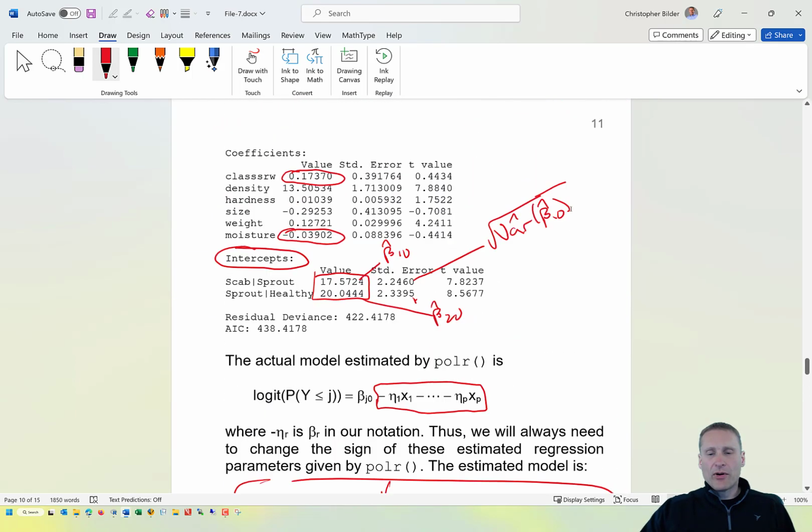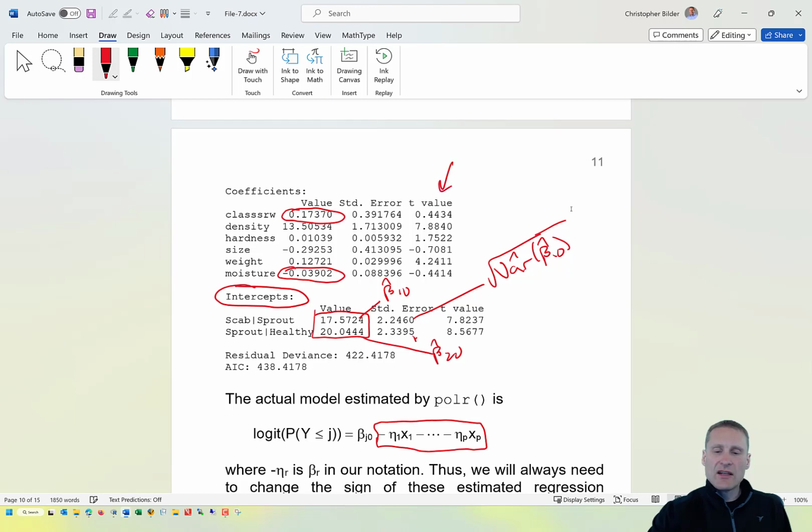Now in the output, you're going to see some t values. All that represents, this 0.4434, is 0.17 divided by 0.39. This gives us a Wald test statistic to test whether or not the corresponding beta is equal to 0 or not. For some reason, they don't put p-values there. I'm not sure why. Even though it says t value, this is still a Wald test statistic. So we would want to use a standard normal distribution approximation with the test statistic.